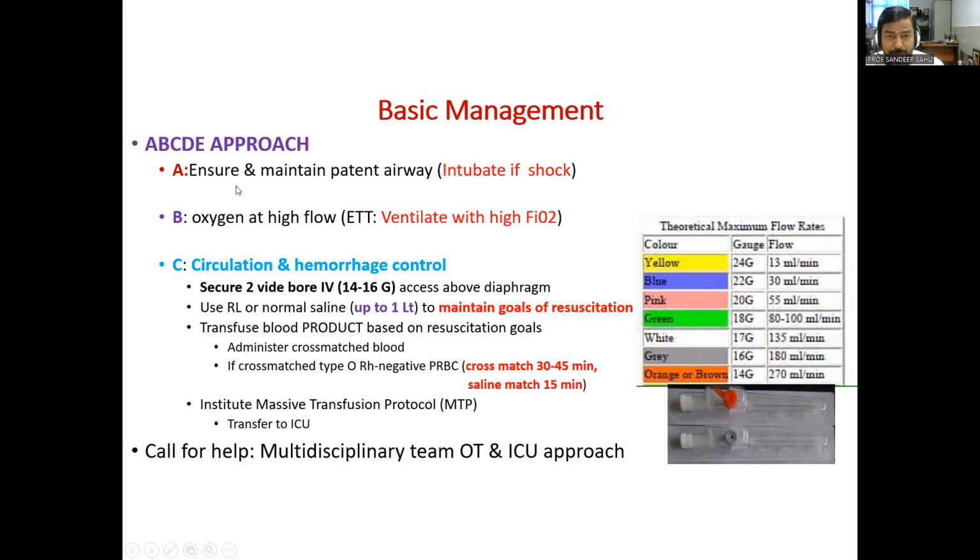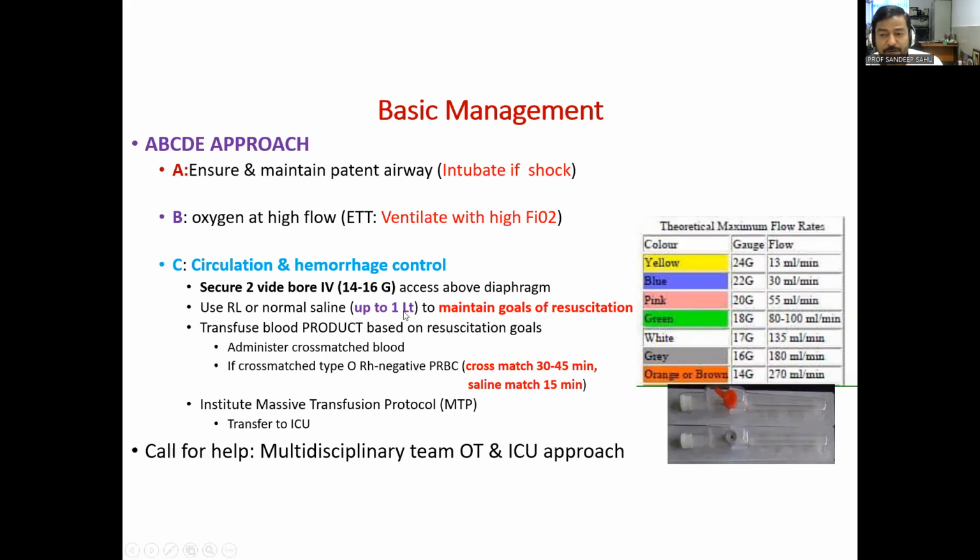A means if the patient is in shock, grade 3 or more, intubate this patient, because we want to oxygenate and ventilate, and only by intubation and ventilation can high flow oxygen be given and the FiO2 be set. So A and B are managed. C is circulation and hemorrhage control, which means we have to secure wide bore IV lines so that we can give high flow of fluid, up to 270 ml per minute, through a gray or orange cannula. So 200 to 270 ml per minute of fluid or blood product if needed.